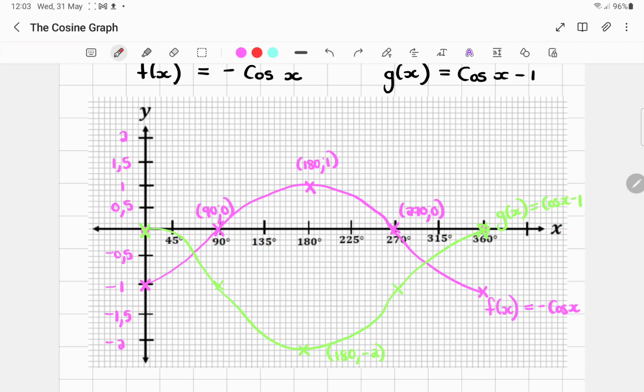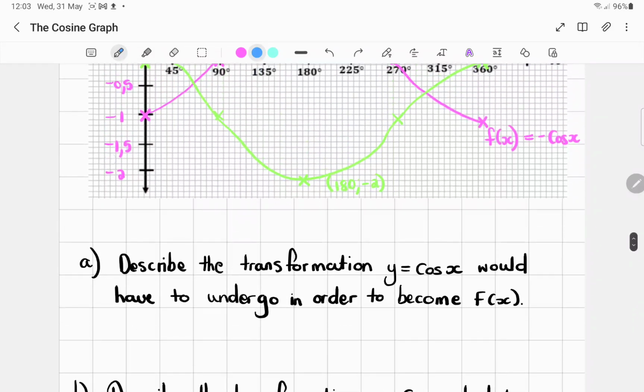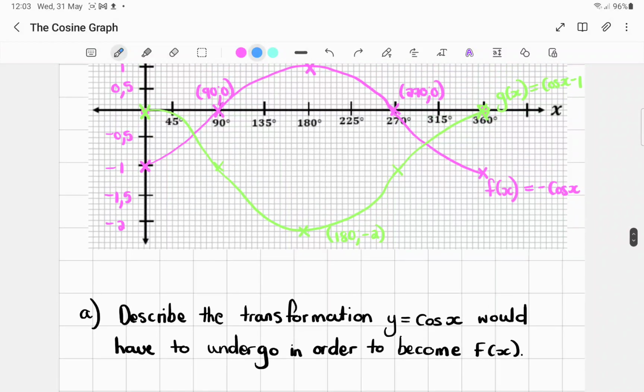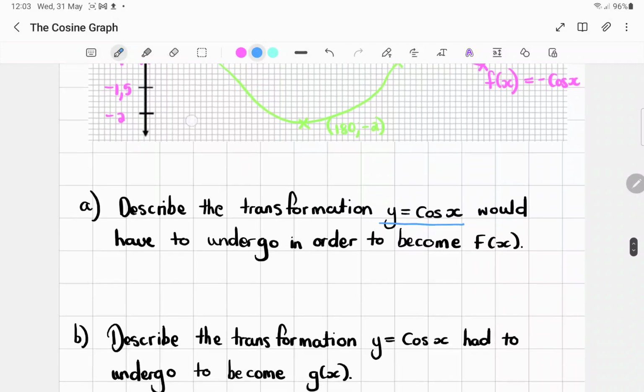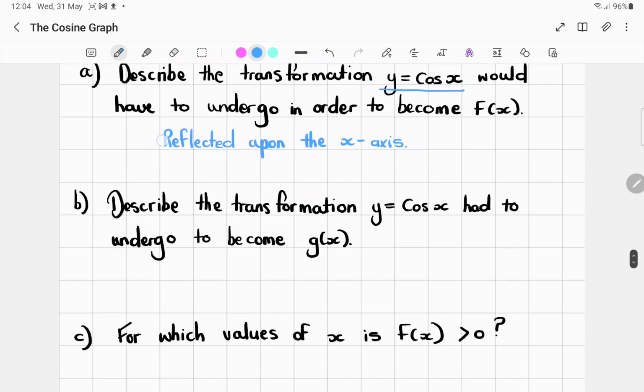All right, so let's have a look at the questions. Let's get another nice color, and it says describe the transformation y is equal to cos x would have to undergo to become f of x. So the original graph to get to f of x, and f of x is negative cos x. So it would have been reflected upon the x-axis.